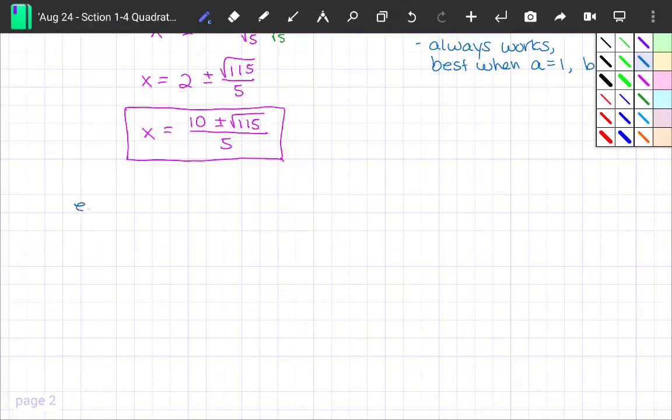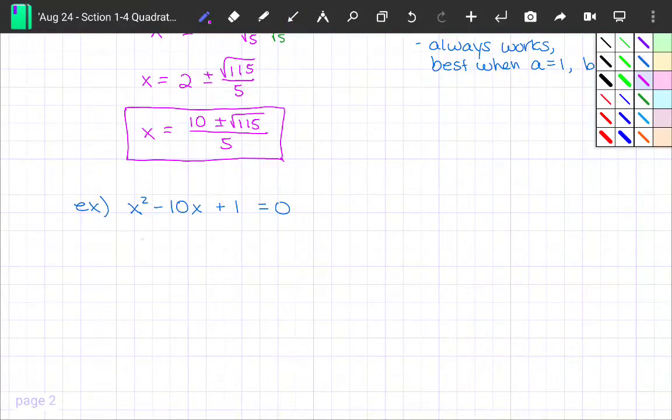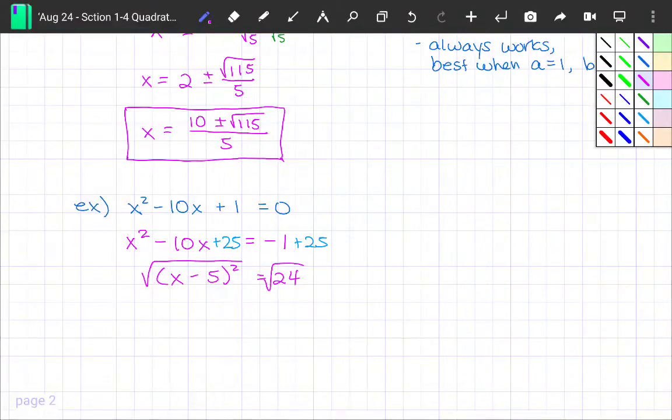In fact, I can fit it right here because this is all the space I'll need. So let's say we have x squared minus 10x plus 1 equals 0. So I can see a is 1, b is even. I'm going to separate my variables from my constants, so I'm going to move that 1 over to the other side. I complete the square by taking half of b and squaring it, so half of negative 10 is negative 5. Square it, we get 25. This factors into x minus 5 squared. This simplifies to 24. Take the square root of both sides.